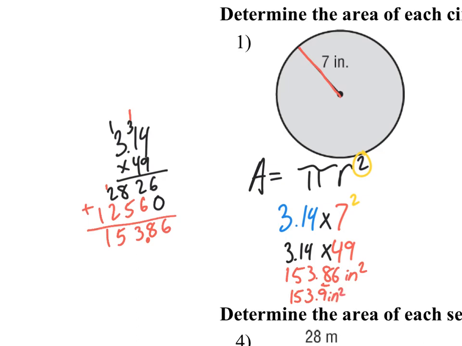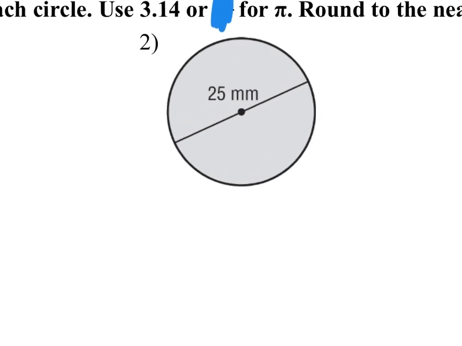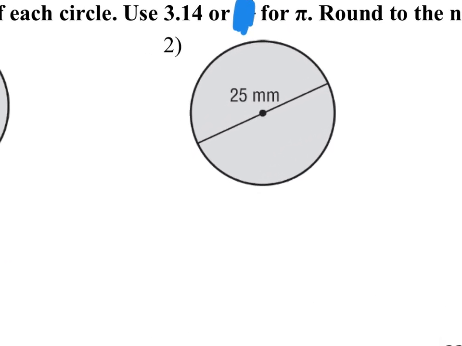On to the next one. So on number 2, what makes this one a little more trouble is that they're giving us the diameter all the way across. So it's 25 millimeters all the way across. I only need halfway across. So to find the radius, I can do 25 divided by 2. Half of 25 is going to be 12.5. So now I have a radius that I can work with.